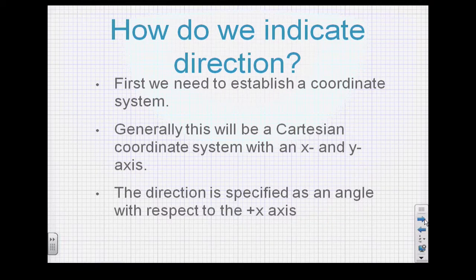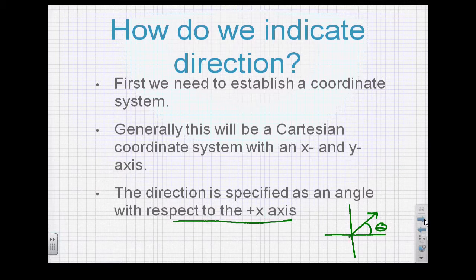To indicate direction, again, the first thing that's very important to do is to establish a coordinate system. In this class, it's going to mostly be a Cartesian coordinate system with an x and a y-axis, sometimes a z-axis, but not that often. The direction of the vector is generally specified as an angle with respect to the positive x-axis, no matter where your angle ends up on your coordinate system. So if you have a vector that's pointing this way, you're going to specify the angle, generally we call that theta, as an angle with respect to the positive x-axis.